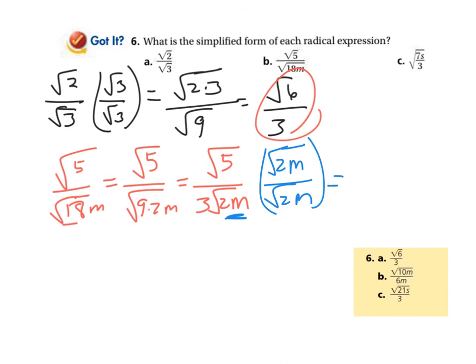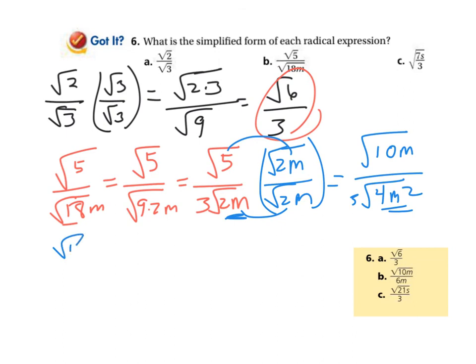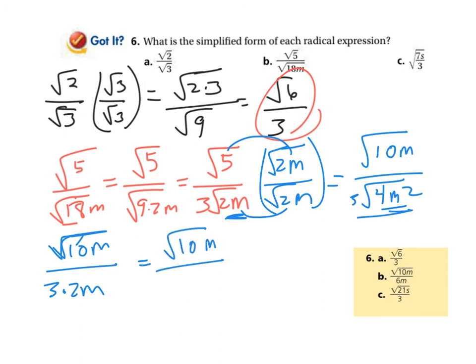So on the top, these two are going to be multiplied, so we're going to get square root of 10m. And on the bottom, again, these guys are multiplied, so I'm going to get 3 times the square root of 4m squared. Well, there's a perfect square coming out. I mean, that was by design. So we're going to end up with square root of 10m on the top. And on the bottom, we're going to have 3 times 2m, because they're coming out of the radical there. So square root of 10m all over 6m. And again, there's the rationalized form of that.